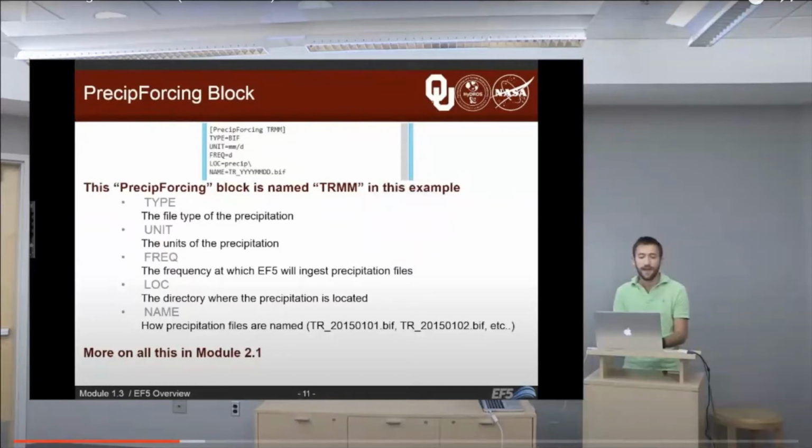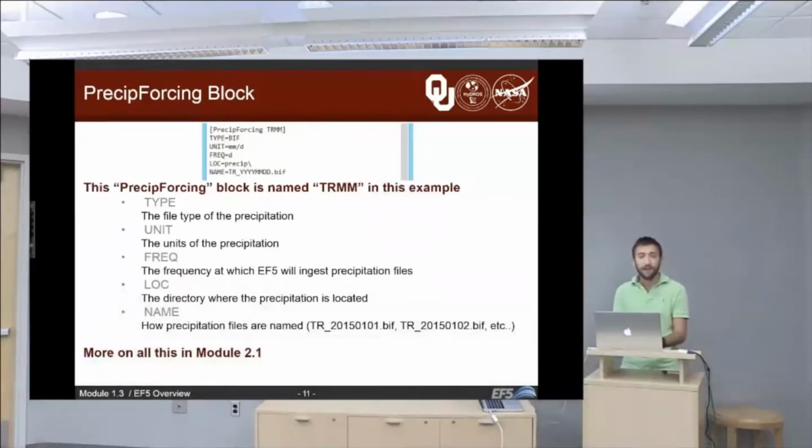Tenemos unit, que son unidades de precipitación. Después la frecuencia, que es la frecuencia con la que EF5 incorporará los archivos de precipitación. Location, that's the file path to where the precipitation is located. And then the name is a really critical one. For precipitation and for PET, EF5 needs names that include date and time information.